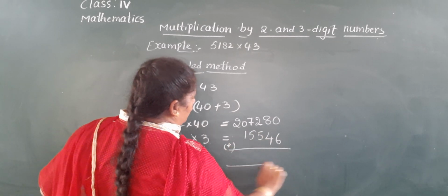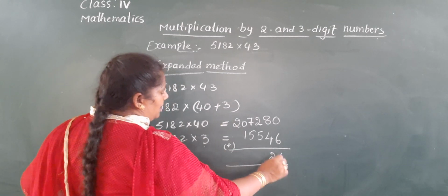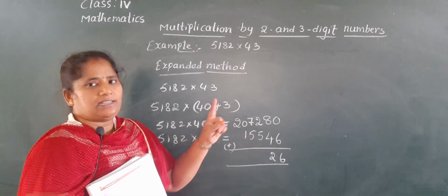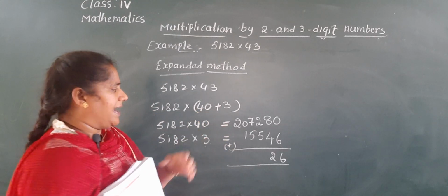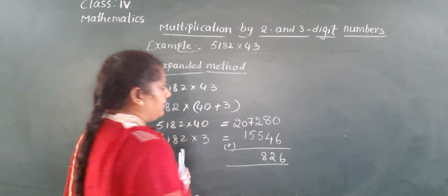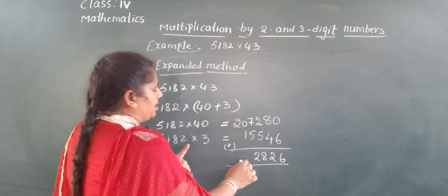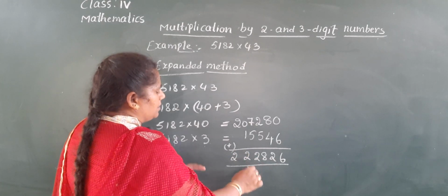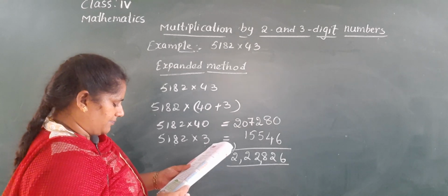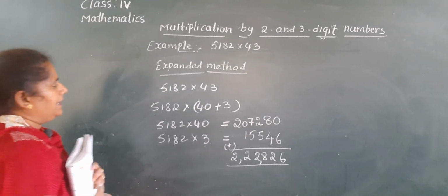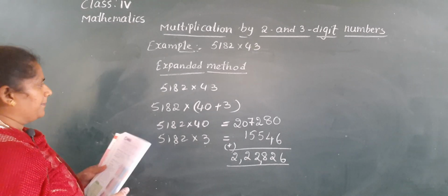Now you add these products. 6, 8 plus 4 is 12. 1 in hand, 2 is down. Take one finger, 2 after 3 is 5. 3 in the mind, take 5 fingers, 3 after 4, 5, 6, 7, 8. 7 plus 5, 12. 1 in hand, 2 is down. 1 plus 1, 2, and 2. So it is 2,22,826. Okay? In the expanded form method also, we get the same answer.